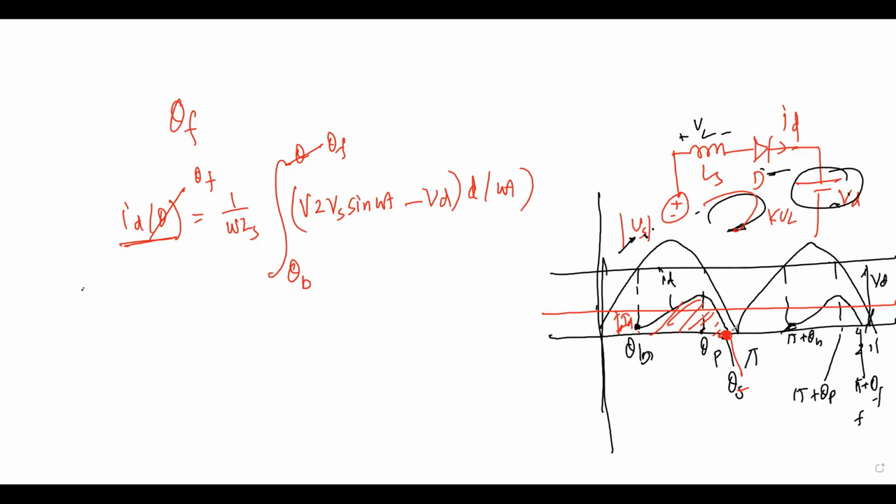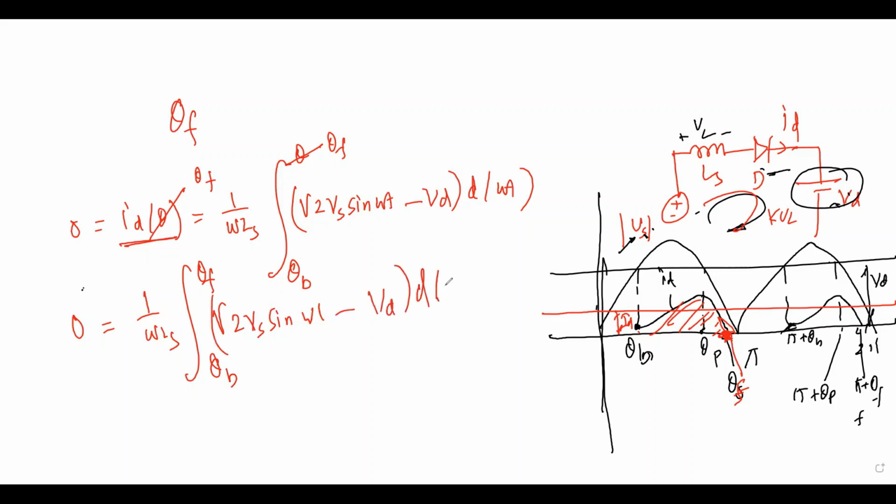Look here. What is the value of the current at theta F, the final value of the current? Yes, zero. So you put 0 here. So 0 equals 1 by omega LF, then you know theta B, you don't know theta F, but you know the rest of the things. Then from that you can find out theta F. This is equation 5.39.